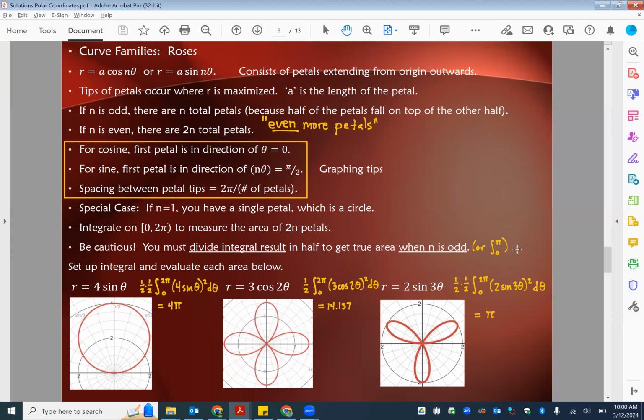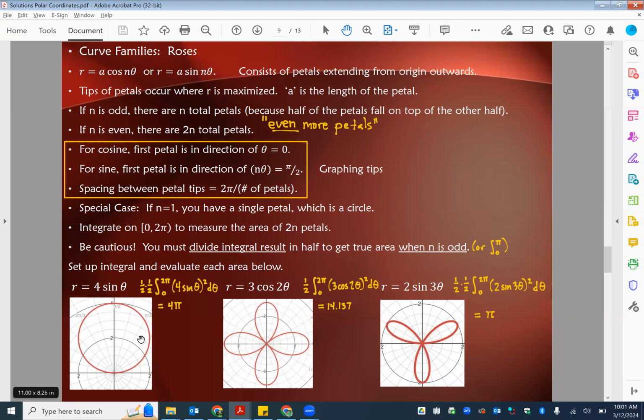All right. So let's take a look at these examples down below. r equals 4 sine theta. n is 1, hence 1 petal. It's sine, so that petal is oriented in the direction of pi over 2, where we maximize sine. And the length of the petal is equal to this 4 multiplier out front. It ends up being the diameter of this circle.